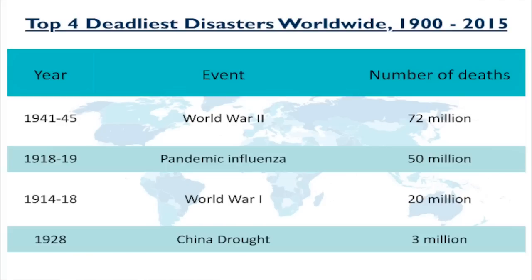Number two is actually pandemic influenza in 1918 and 1919. In that period of time, 50 million people lost their lives from this global pandemic. World War I was the third highest death rate from disasters during 1900 to 2015. 20 million people lost their lives in that particular man-made disaster. And then the fourth highest, the China drought, another natural disaster. 3 million people lost their lives in 1928 due to this very severe drought and disruption of food supply and food security.